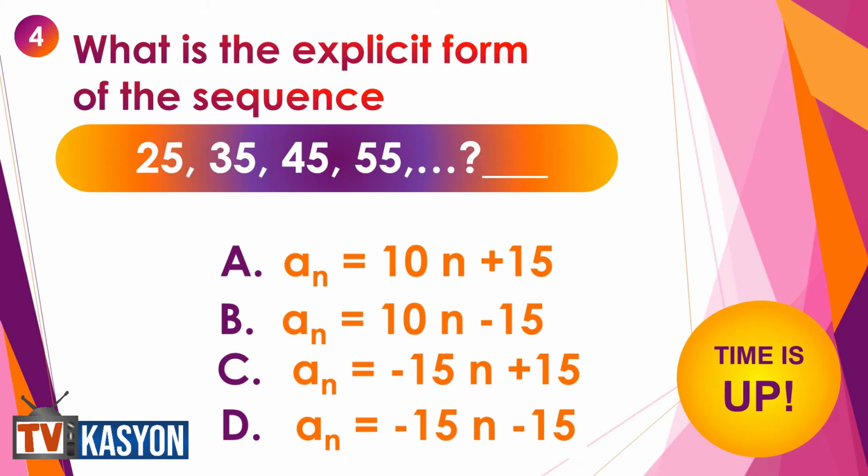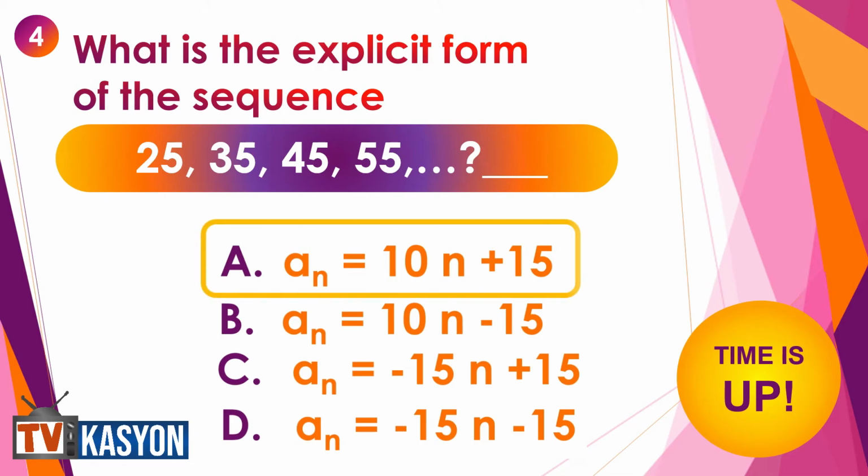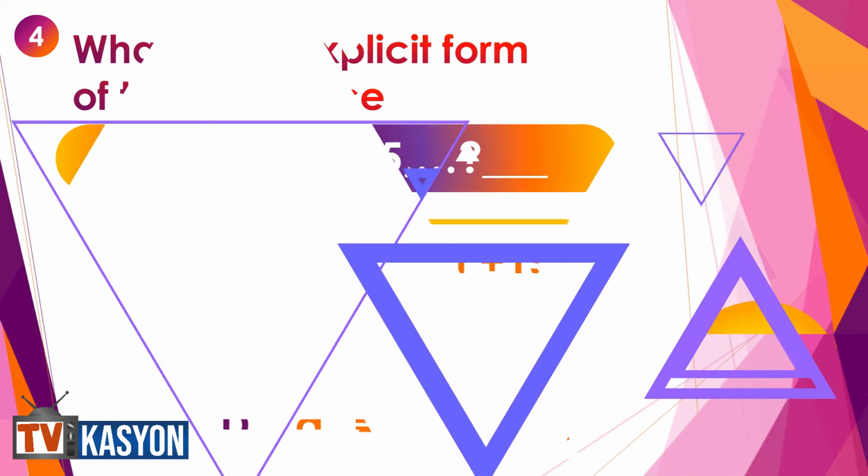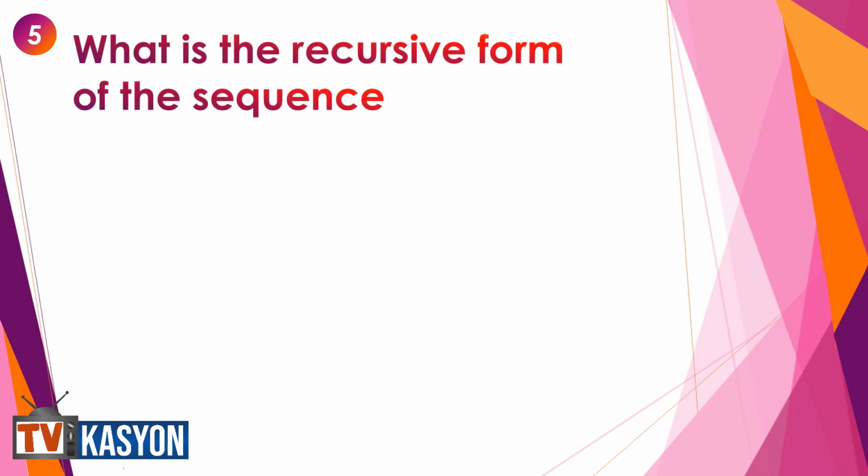Is letter A. A sub n equals 10n plus 15. Why? Because the common difference is 10 and we simply add a constant 15 to it to obtain the next term of the sequence. Very good! Number 5.